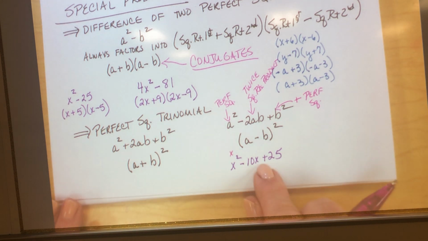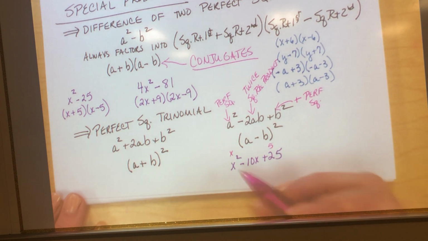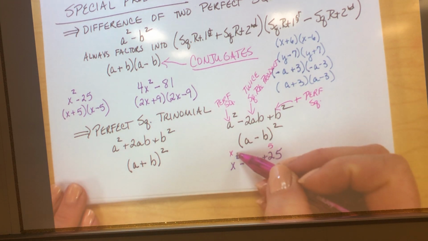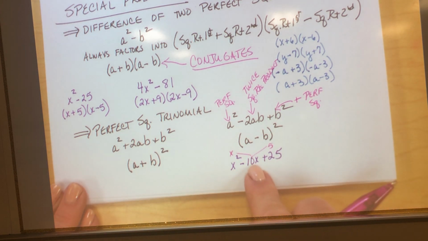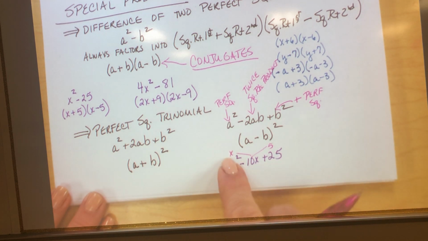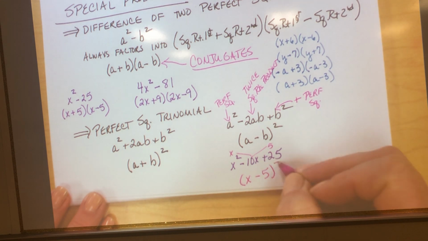Is this plus a perfect square? Yes. Of what? 5. So now it's looking at me and I don't have to think about stuff, I can see it. Is this middle term twice their product? Yes. So what does it factor into? X, keep the sign, minus, 5. X minus 5, quantity squared.